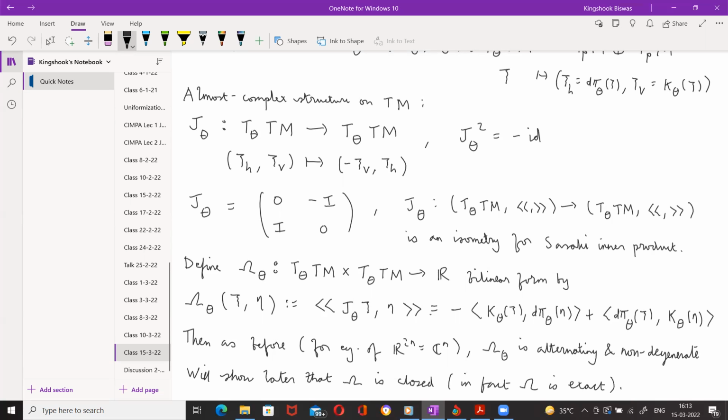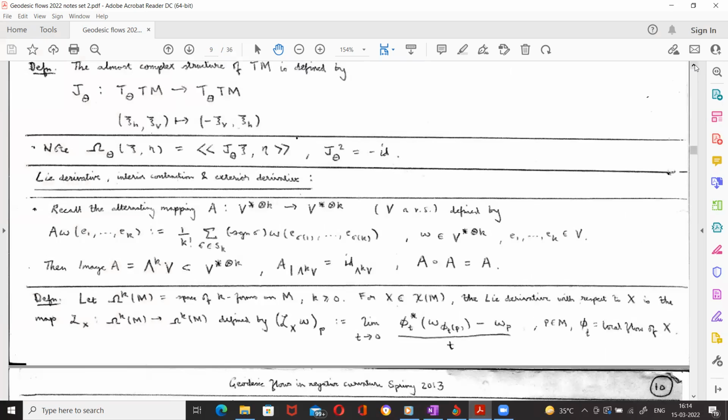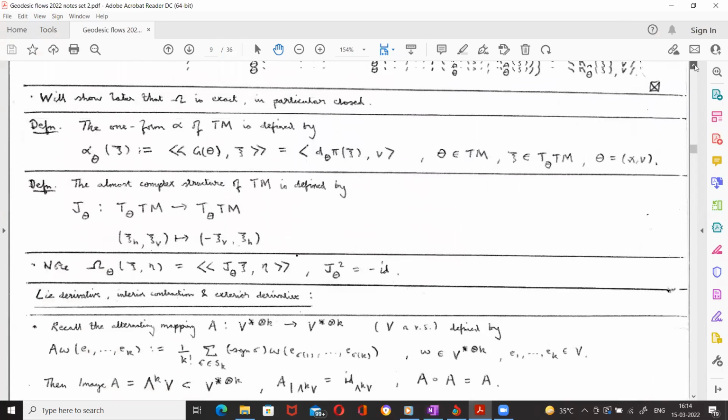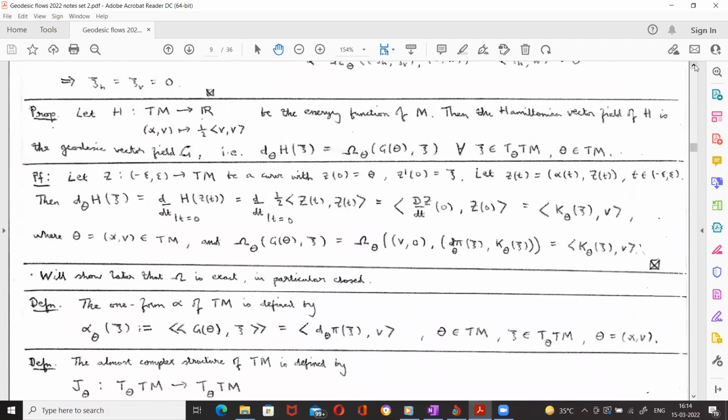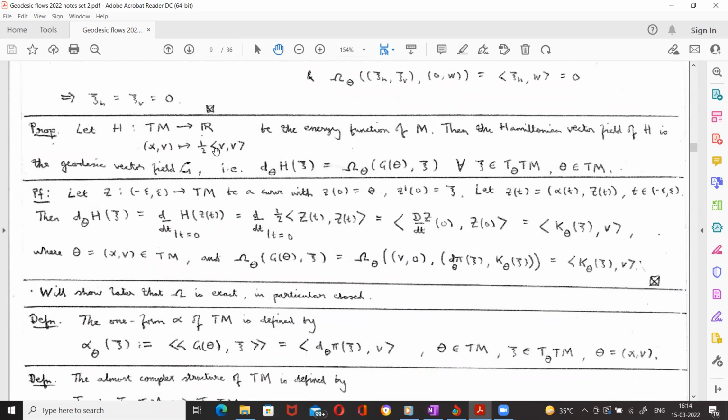Let me finish by saying that the geodesic flow on the tangent bundle, we can easily show, is a Hamiltonian flow. And what is the Hamiltonian function for the geodesic flow? It's what's called the energy function, which is just the norm squared of a vector. Points of TM are pairs x comma v. My function H on TM is half norm squared of v. This is called the energy function of M. Then the Hamiltonian vector field of H is the geodesic vector field G. In other words, dH at theta of xi is equal to omega theta of G theta, xi for all xi in T theta TM and theta in TM.